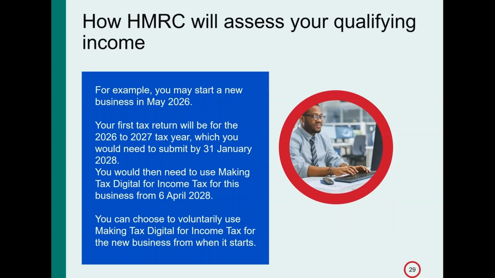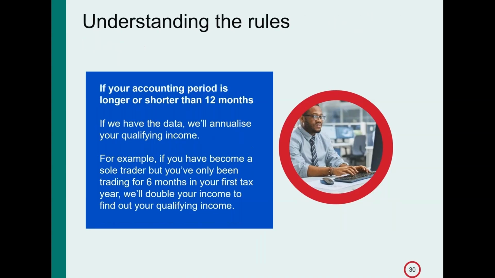If we have the data, we'll annualize your qualifying income. For example, if you have become a sole trader, but you've only been trading for 6 months in your first tax year, we'll double your income to find out your qualifying income.